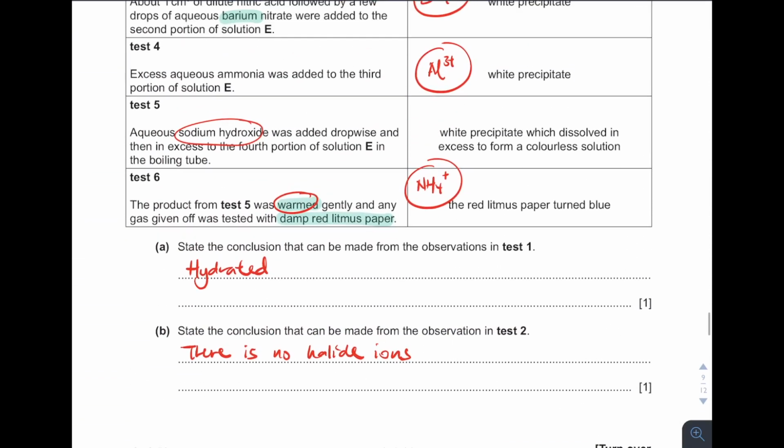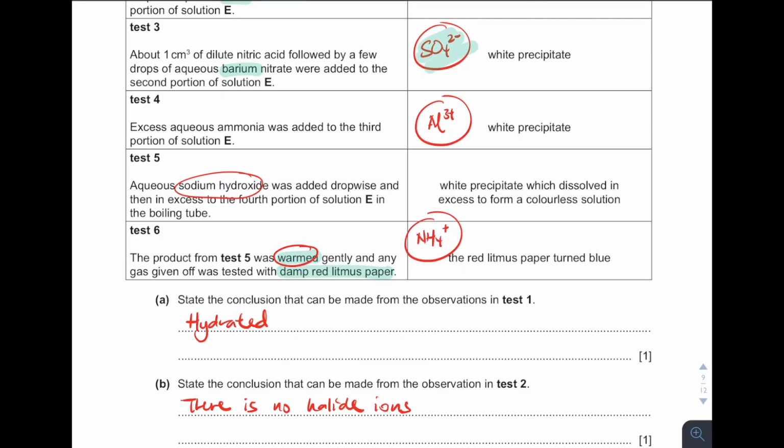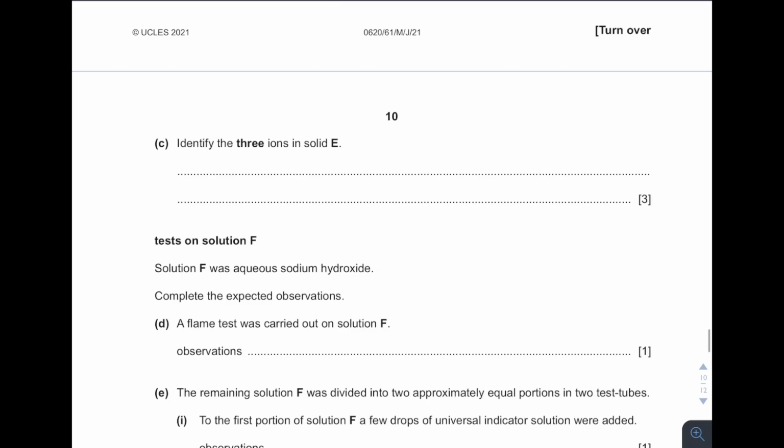So the answer is sulfate, aluminium, and ammonium. That's it. Okay, sulfate ions, aluminium ions, and ammonium ions. That's it. See, easy 3 marks.